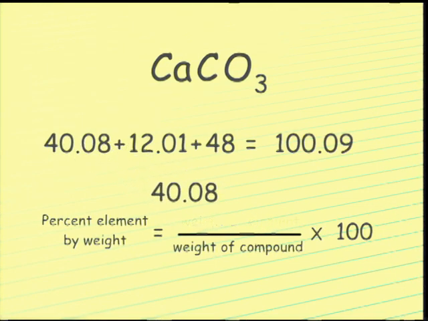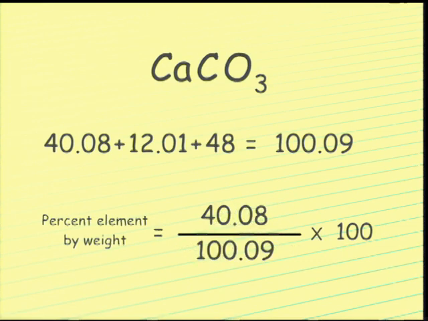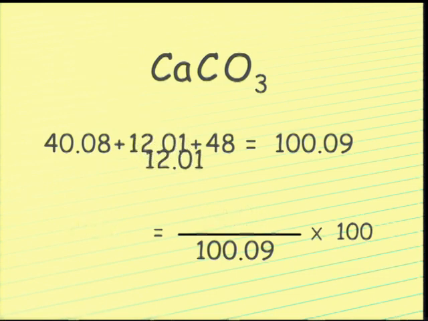You can now plug this information into the percent by weight formula and determine that calcium accounts for 40% by weight. Carbon is 12% by weight, and oxygen is 48% by weight. The sum of percents does equal 100% as it should.